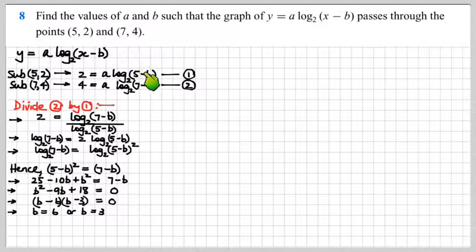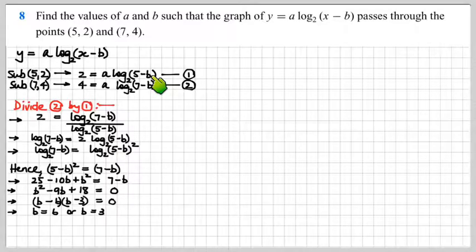Now, that's going to be all right. This term here would be 5 minus 3, which would be 2. This term here would be 7 minus 3, which would be 4. But what happens if we choose b equals 6, guys? That would be the log of minus 1.